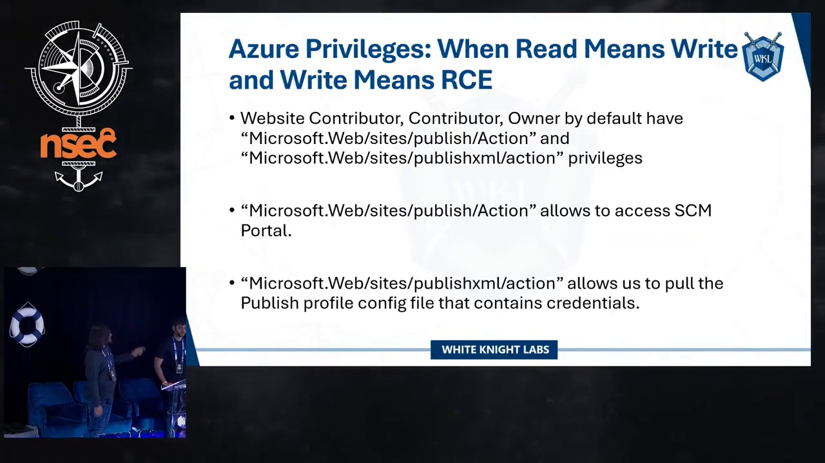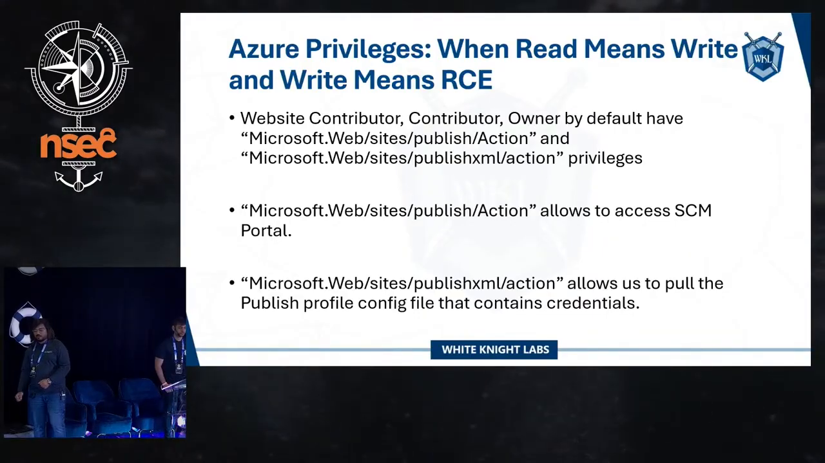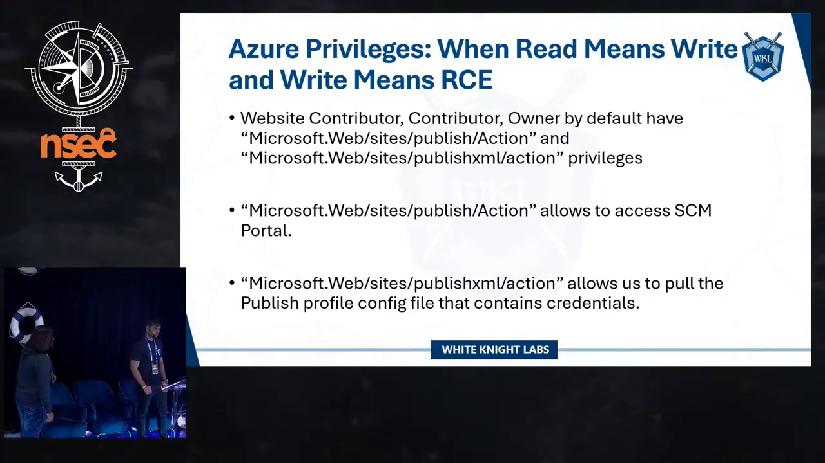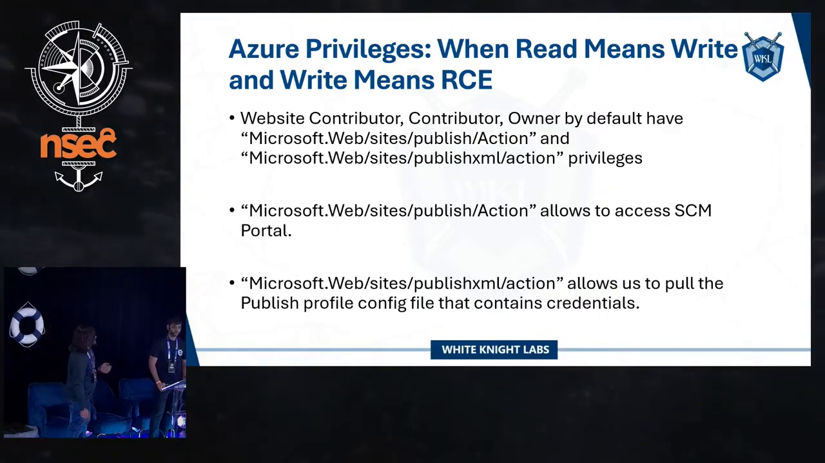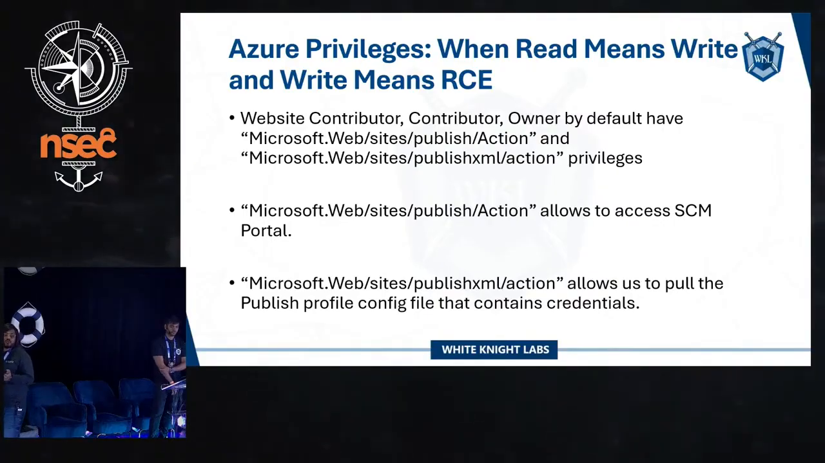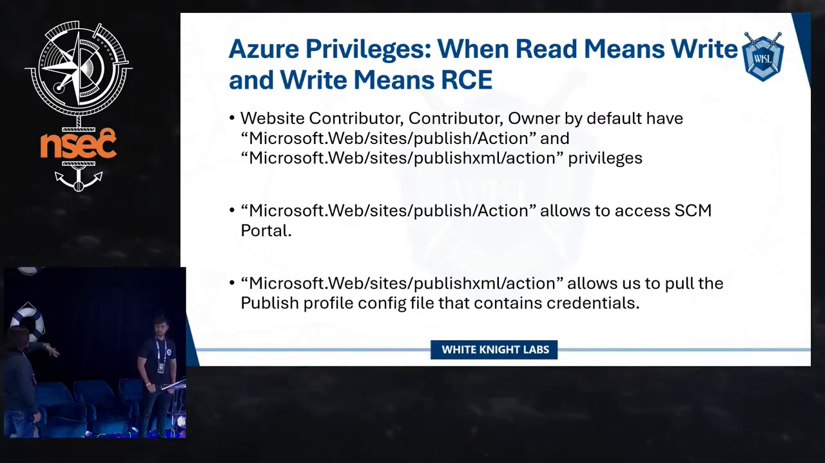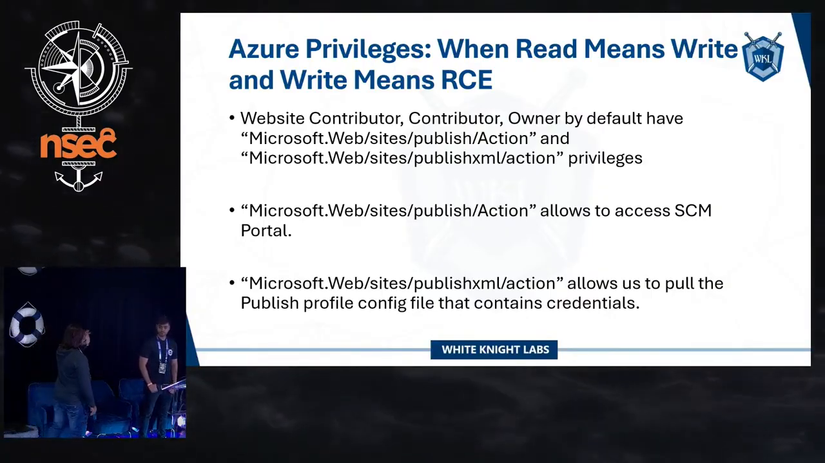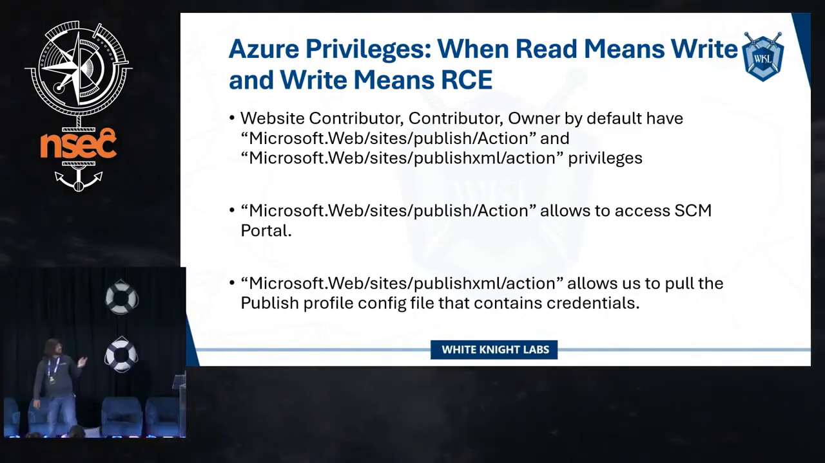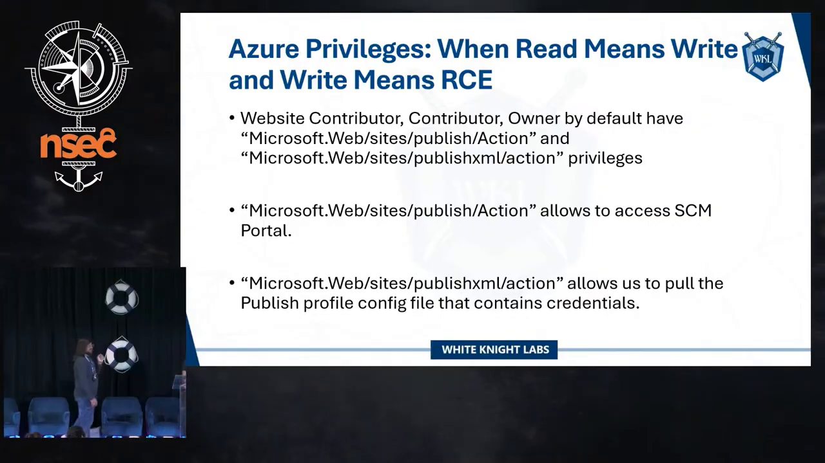Now, if you own any user with some built-in roles, like Website Contributor, Owner, or Contributor, those built-in roles have two permissions. One, Microsoft.Web/sites/publish/action. This is the permission that is actually needed to authenticate and gain access to the SCM portal of the App Service, your logic apps, your function apps. Now, if you don't have that specific permission, but you have another permission, publish XML action, it allows you to download basic auth credentials.